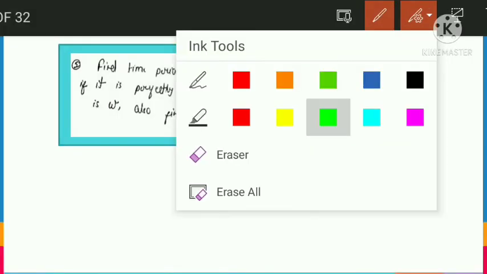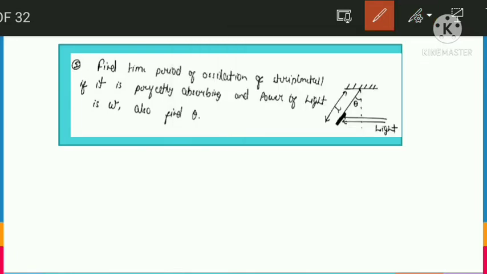So yes friends, this is the question based on the previous thing. Find the time period of oscillation of this small strip if it is perfectly absorbing. Again, it is perfectly absorbing, and the power of the source is W, and we also have to find theta. I have told you F equals power upon speed of light, so F is W upon c. This is the force exerted on the strip.